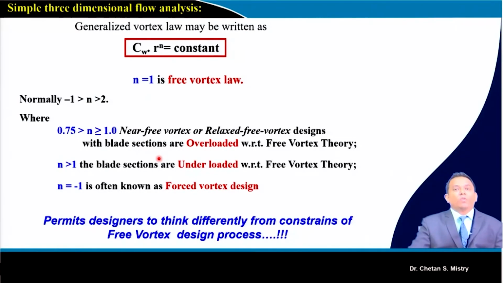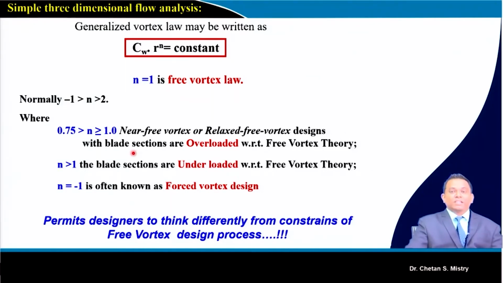To satisfy our radial equilibrium equation, we came up with Cw into R equal to constant. Later, people modified the law of changing this whirl velocity component, or load distribution. They assume Cw into R to the power n equal to constant. If we put n equal to 1, that is the free vortex design concept. Generally this n varies in the range of -1 to 2.